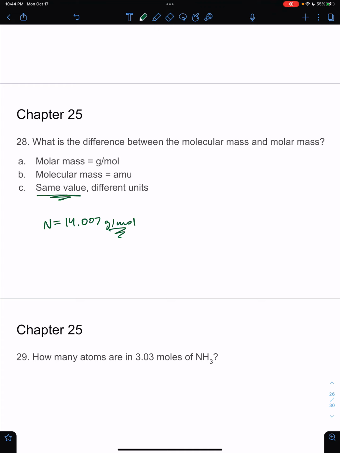And I think when we're talking about molecular mass, the only difference is that you would say it in AMU, or atomic mass units. So it's the same number, just with different units. I'm not sure how she will ask that question, but that is the only difference I can think of between those two terms.